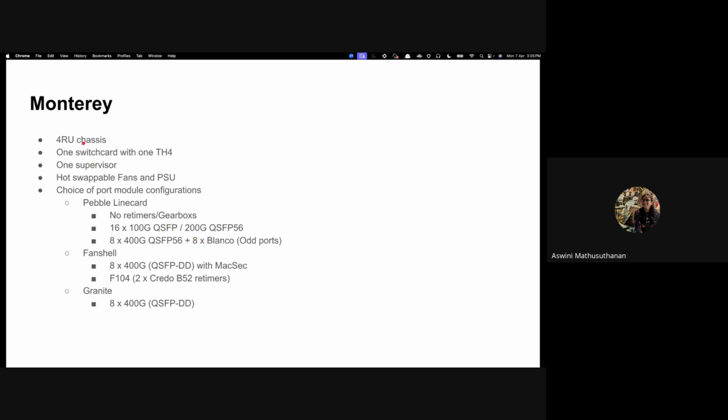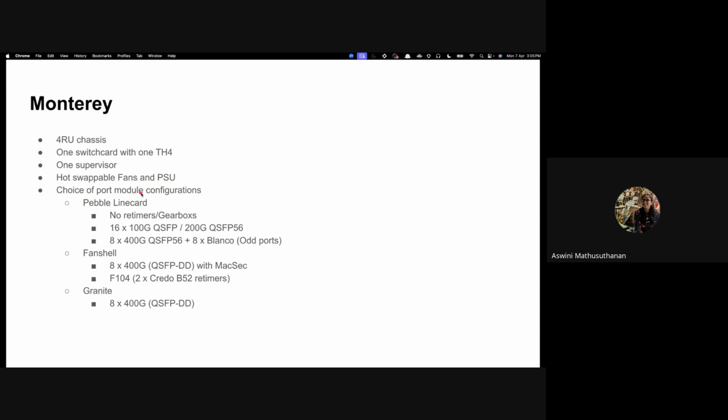Yeah, so again, this is very similar to Glacier. This is also a 4-rack unit chassis with one switch card, one supervisor, hot swappable fans and PSU. So in this case, only fans and PSUs are in both Glacier and Monterey. Supervisor and switch card are not hot swappable, but the fans and PSUs are hot swappable. Yeah, and even the line cards.